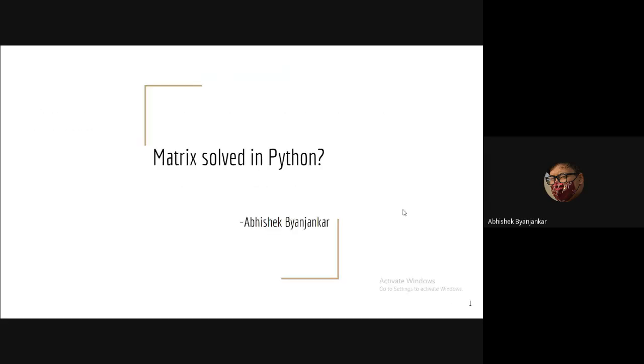Hello everyone. I am Abhishek Byanjankar and today I'm going to present a presentation on a topic where I have to solve a matrix problem, so I gave it the title "Matrix Solved in Python."